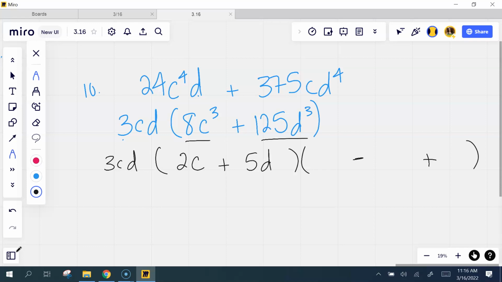Now be careful because these both have coefficients on them. The first one squared, what is 2C to the second power? There you go. 4C squared. Last one for the last spot would be what? And how about the middle? That's exactly right.